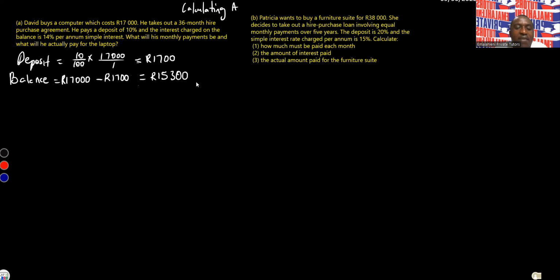15,300. So here is the money that we're going to deal with as P. So here is going to be what we call the principal amount, because that's the amount that you're going to borrow from the bank. Now, here we are having interest. The interest I is equal to 14%, which is 14 over 100. Then we also have the time, which is our N, which should be equal to 36.